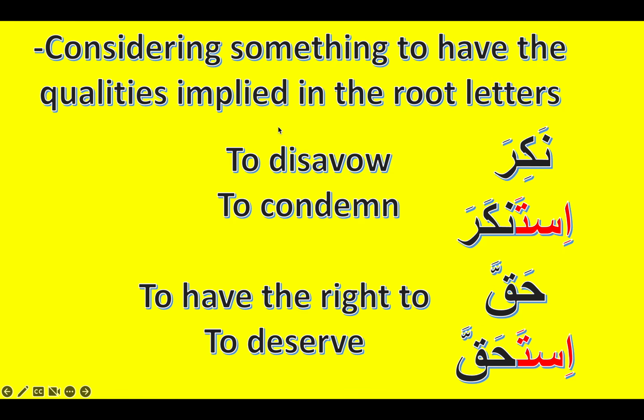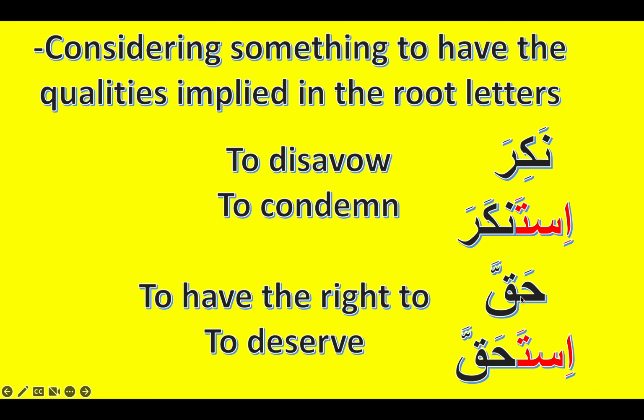So another use of Form 10 verbs is considering something or an object to have the qualities implied in the root letters, or in the Form 1 version. Let's look at this. Nakira is to disavow. Istankara is to condemn. That's the Form 10 version. So in the Form 10 version, you're considering the object of this verb, that you're condemning, to have the qualities implied in the root letters. So the Form 1, as in it deserves to be disavowed, and so you condemn it. Okay, that's the sort of connection.